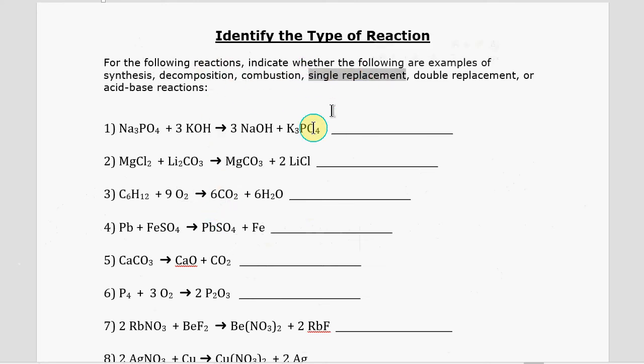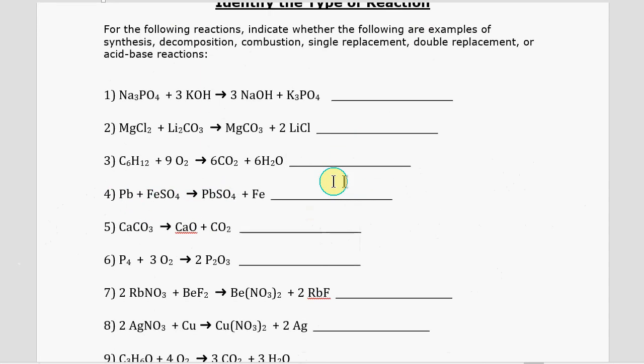Single replacement. So single replacement is telling you that there's one element by itself, and then you have a compound. So this is a single replacement reaction. You have the lead by itself. It's more reactive than the iron in this case, and so the lead is going to replace the iron in this type of reaction. Double replacement means you have two compounds.